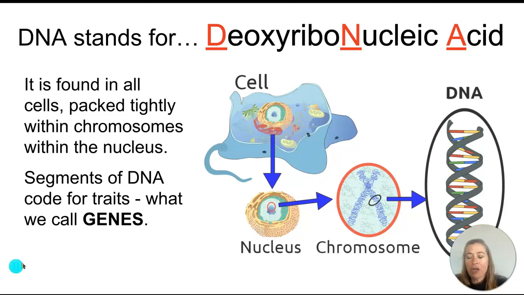The DNA codes for all of these things, right? It stands for deoxyribonucleic acid, and in eukaryotic cells, it's found packaged into chromosomes and inside the nucleus. Segments of DNA code for specific traits, and we call those chunks of DNA that code for traits genes.